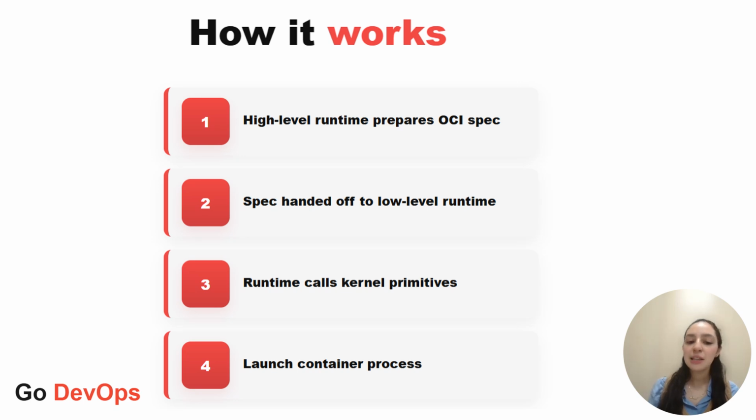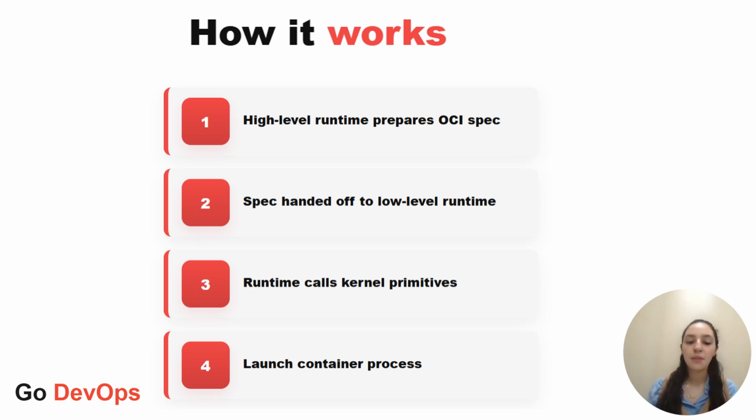So how does it actually work? It all starts with a high-level runtime that prepares the OCI specification for a container. And that spec is handed off to a low-level runtime. And the low-level runtime calls Linux kernel features directly. So we have namespaces for isolation, cgroups for resource limits, and mounts for file systems. And finally, it launches the container main process inside the isolated container.